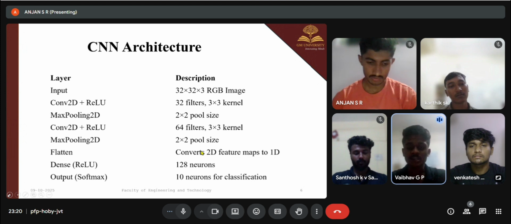Next, let's look at the architecture of our convolutional neural network used for image classification. We have the input layer, Conv2D plus ReLU, MaxPooling2D, Conv2D plus ReLU, MaxPooling2D, flatten, dense and output layers.